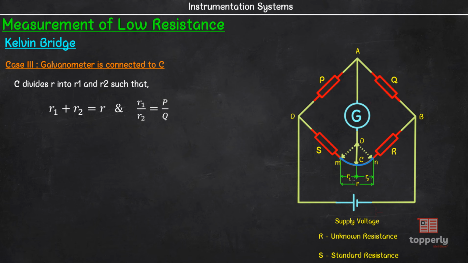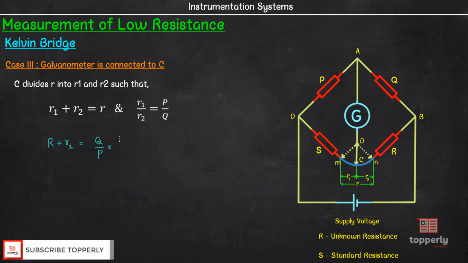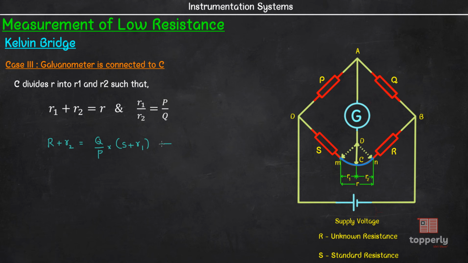Let's see how. R1 is added to standard resistance S and R2 is added to unknown resistance capital R. Therefore, using the balanced equation we have R plus R2 equal to Q by P into S plus R1. Let's name this as equation number 1. Also we have R1 by R2 is equal to P by Q.